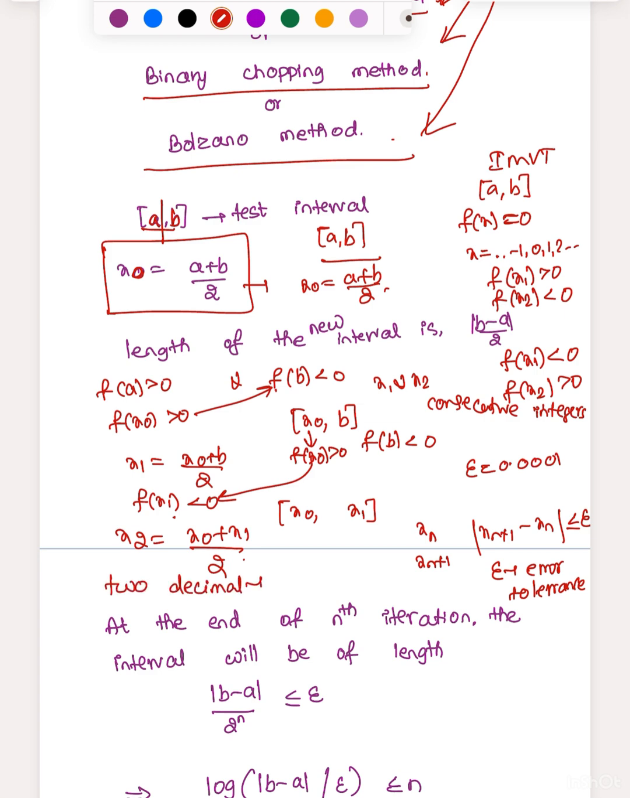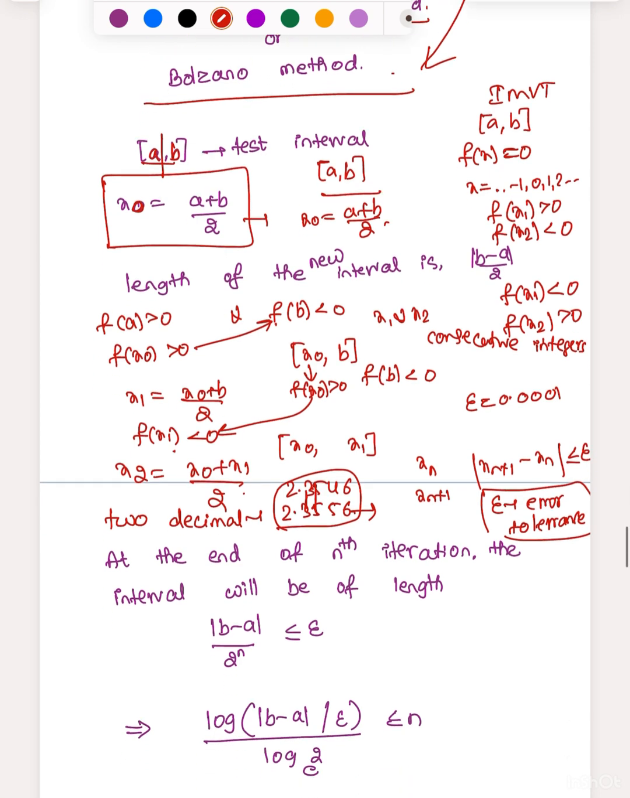So if suppose the first root is 2.3546, then the second root will be 2.3556. These two have the same digits for the 2 decimal places. Therefore, we have to stop at this stage. This is how we can find the root, which will be obtained at some iteration, based on either correction to some decimal places or where error tolerance is given. So this is about how to find the approximate root by the bisection method.